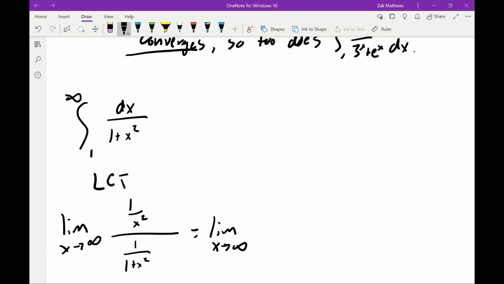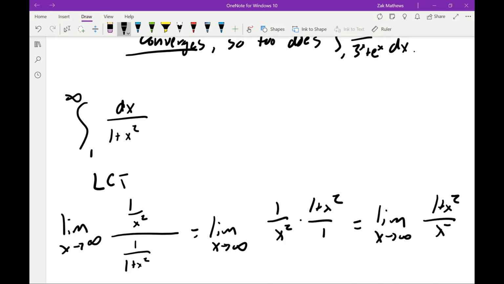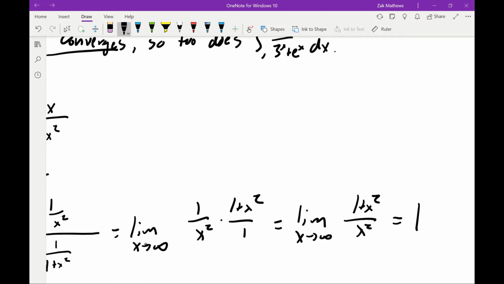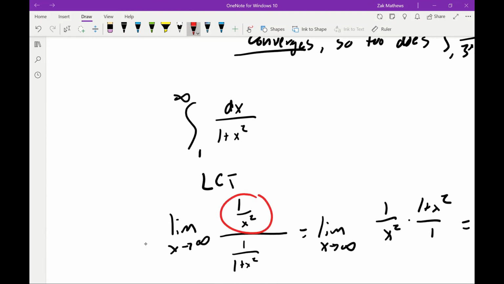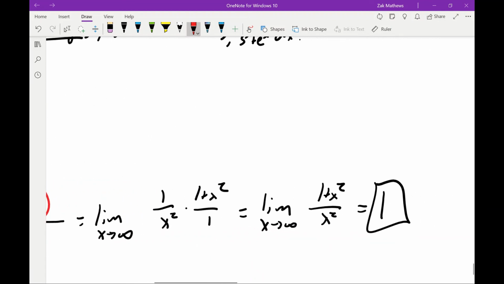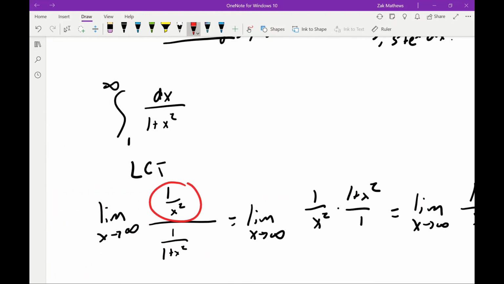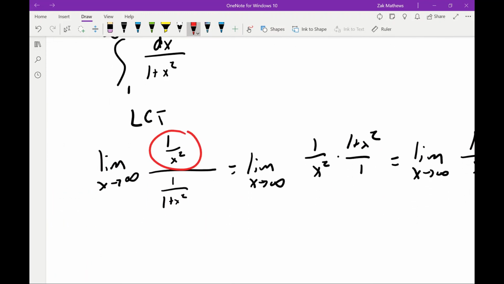If I multiply by the reciprocal, I would have 1 over x squared times 1 plus x squared over 1. And notice I'm getting the polynomial x squared, 1 plus x squared over x squared. And the limit of that is equal to 1. So I'm choosing a function. In this case, I chose the 1 over x squared. I'm choosing something to give me a limit value. If I choose something that doesn't give me a limit value, all that is useless. It's not told me anything. So now I have a more simple function, 1 over x squared, that I can hopefully find the integral for.